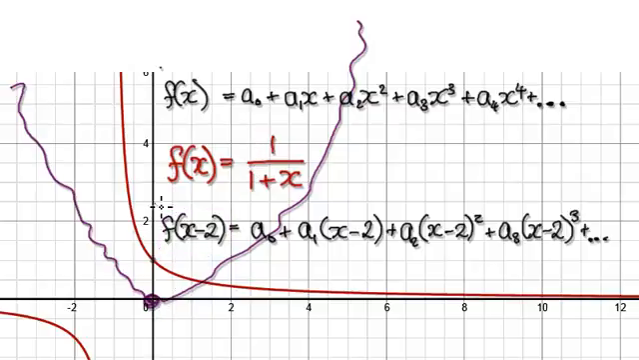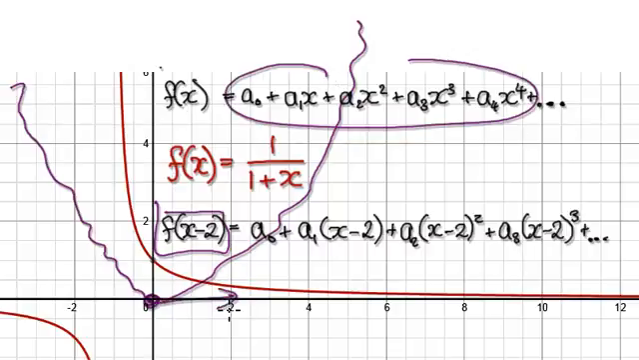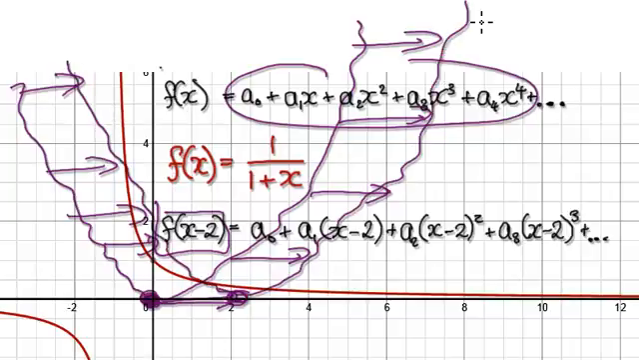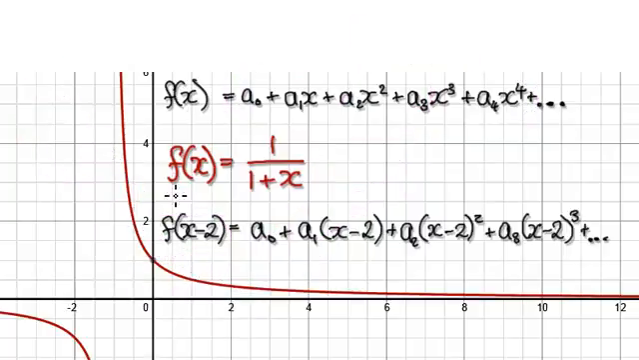Making this transformation would be you shifting everything across by 2. So it would look something like this. The center would move to 2. So our general power series would look something like this. And after applying this transformation, we are now centered at 2.